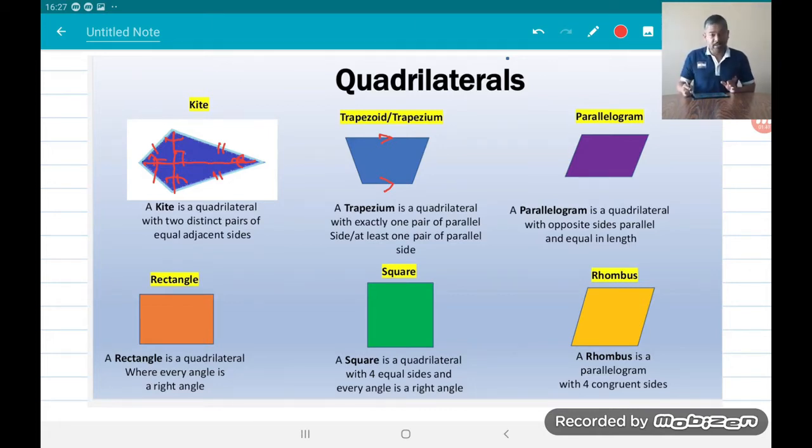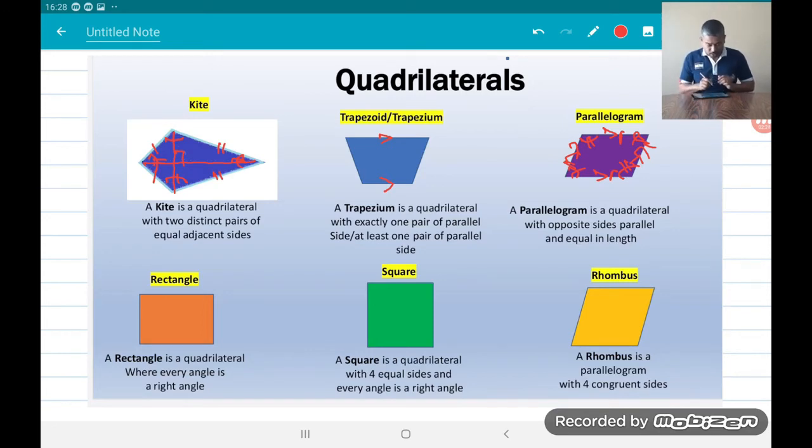Now, let us look at the third quadrilateral, the parallelogram. What are the properties of a parallelogram? A parallelogram has two pairs of parallel sides. These two are parallel, and the other two sides are also parallel. And you know that the opposite sides are also equal. This one is equal to this one, and the other side is equal to the other one. We can also see the opposite angles are equal. This one is equal to this one, and this angle is equal to this angle. I hope you learned some properties of the parallelogram.